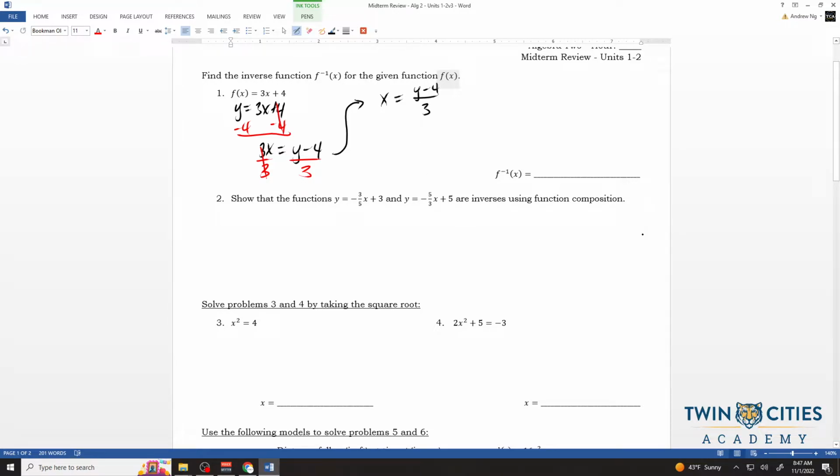Now to actually find the inverse, I'm going to swap x and y. So where I see x, that's going to become y, and where I see y, that's going to become x. So this will be y equals x minus 4 over 3. And then we're going to put this back into function notation, except I don't want to just say y here. I want to say f inverse. So not just f, but f inverse. So that'll indicate that this is the inverse function of x, f to the negative 1 of x, equals x minus 4 over 3.